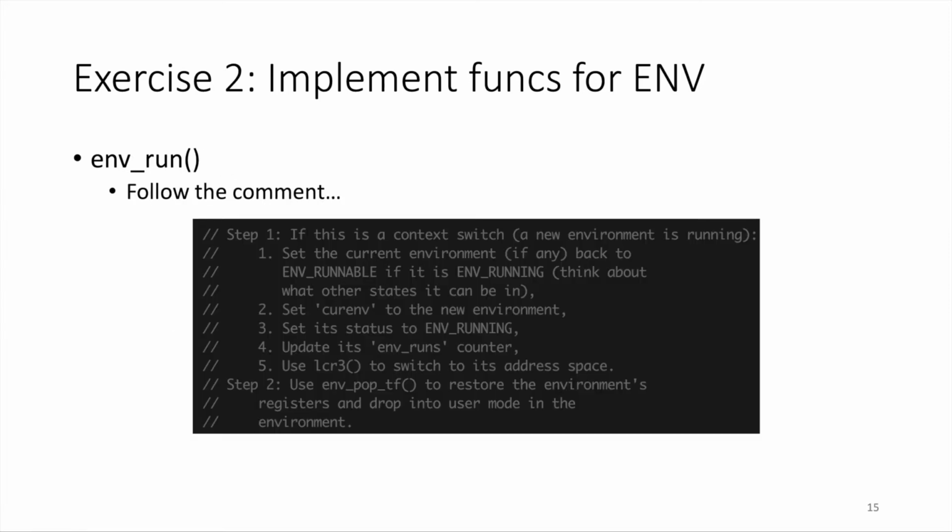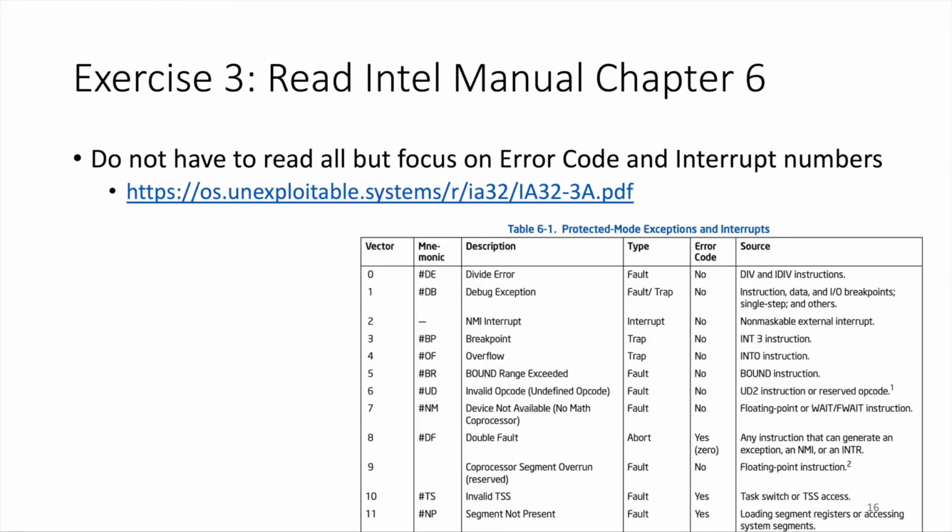After that, you will implement env_run, the function for switching the execution from the kernel to user level. Please follow the comments carefully and implement as they say. And this will finish the implementation for exercise 2.